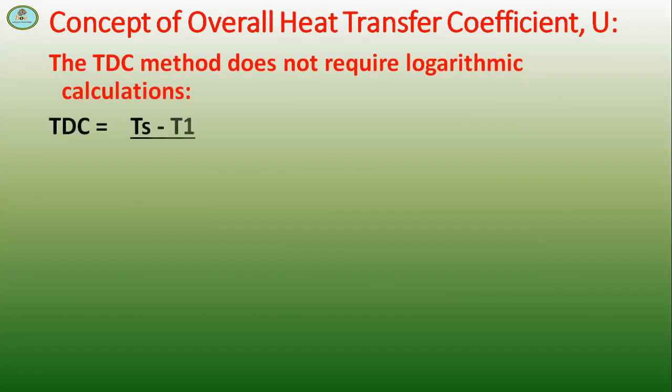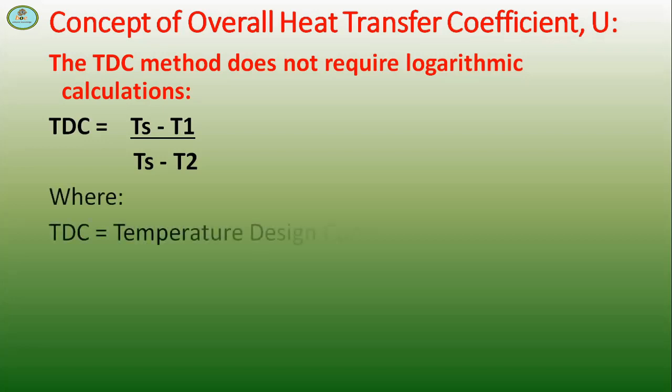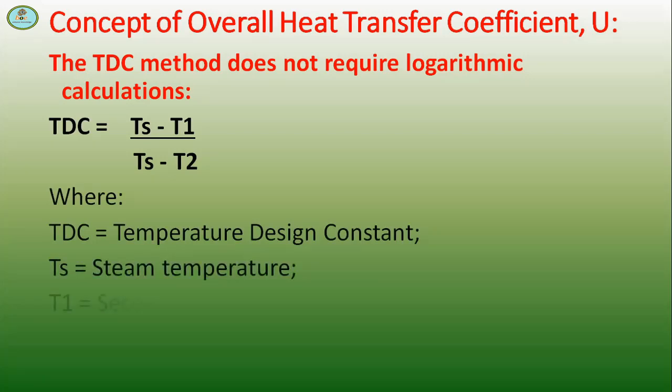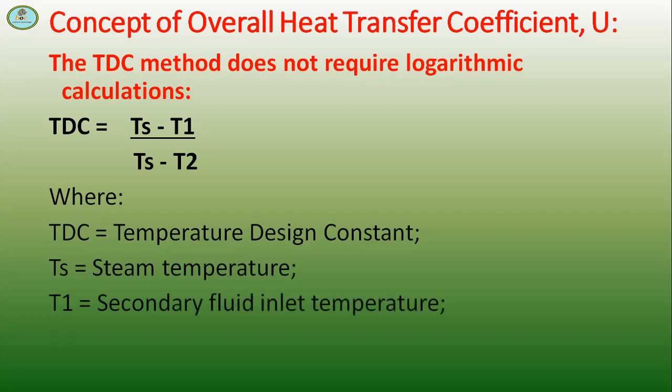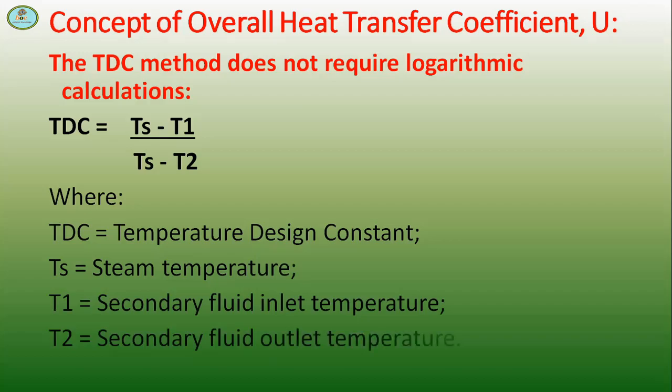TDC is equal to (Ts minus T1) upon (Ts minus T2), where TDC is the temperature design constant, Ts is steam temperature, T1 is secondary fluid inlet temperature, T2 is secondary fluid outlet temperature.